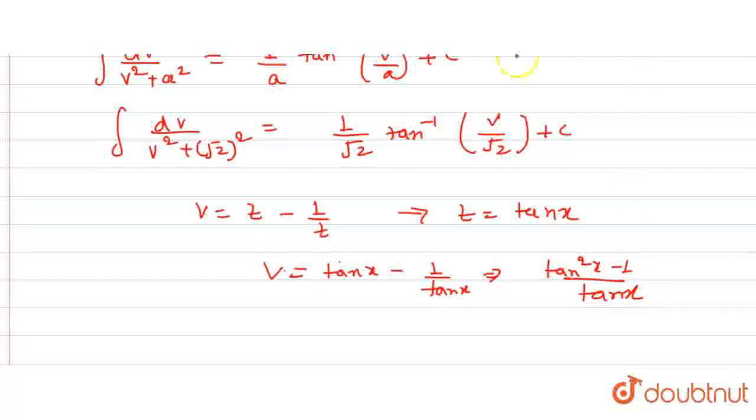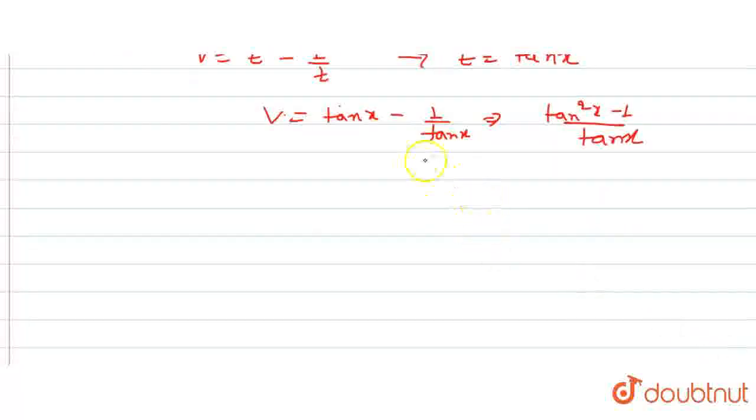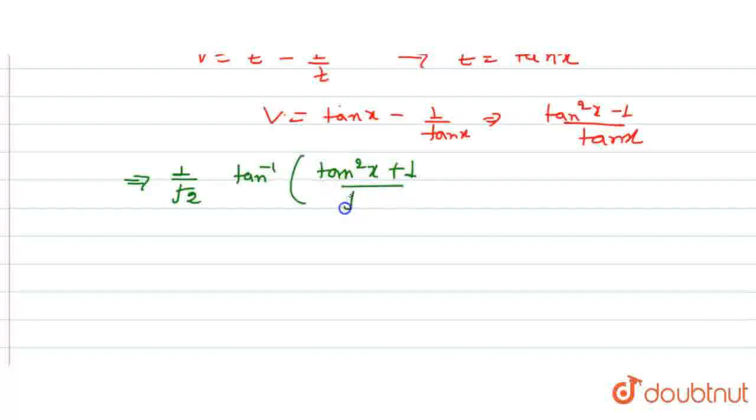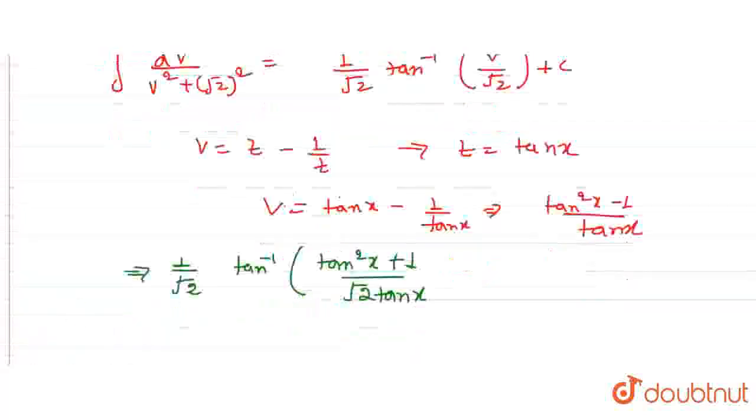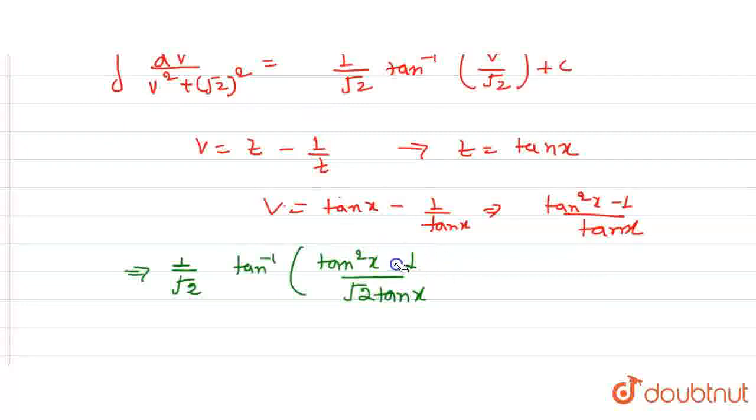Now we can simply put the value of v in this final equation, which will be equal to 1 by root 2 tan inverse, and we get our answer as tan square x minus 1 divided by root 2 tan x. This can easily be done by our simple, easiest method. So here we have found the answer, and our answer will be written as 1 by root 2 tan inverse of (tan square x minus 1) divided by (root 2 tan x), plus c, where c is the constant of integration. So this will be our answer for this equation.